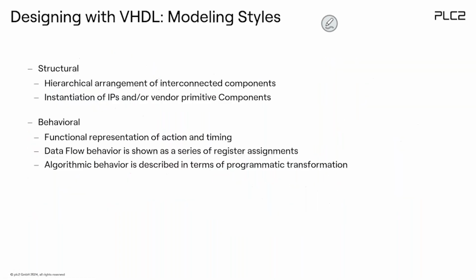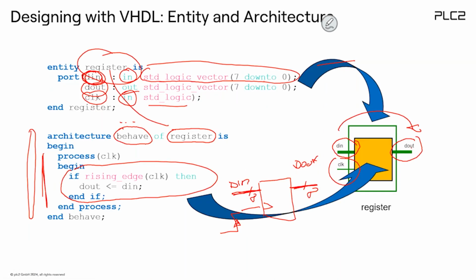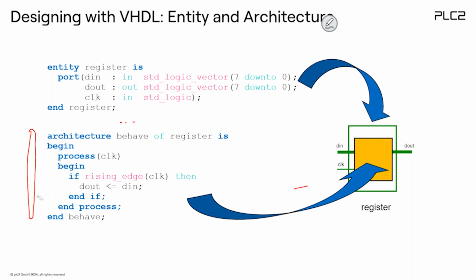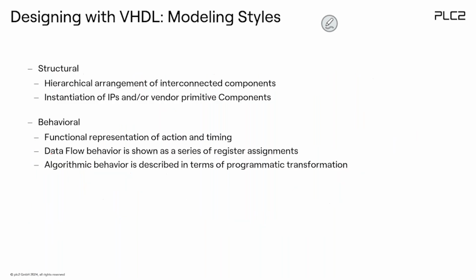So this means, sorry, let me just clear it a little bit. Just to make it a little bit more clear, entity shows you how it looks from the outside view, and architecture is what's inside. Okay, so now there are two terms which are used here. One is called structural, and one is called behavior. This refers to the type of the architecture.